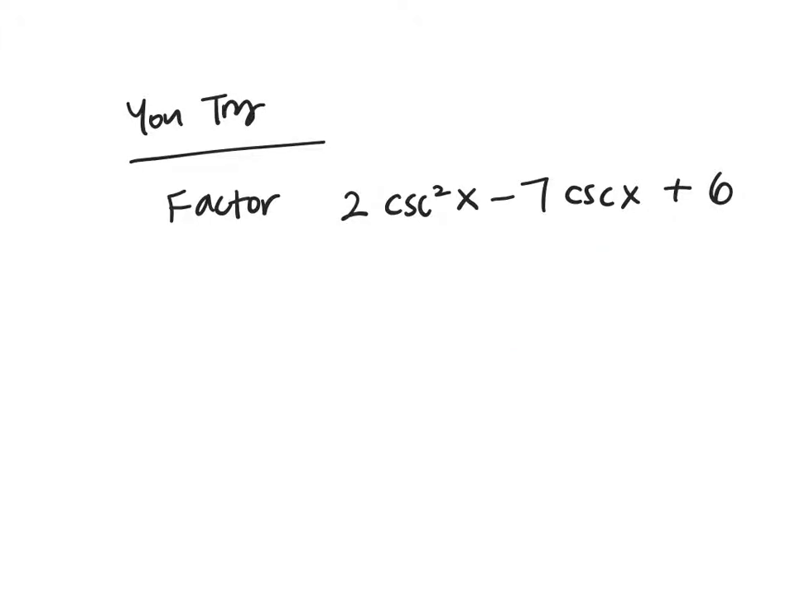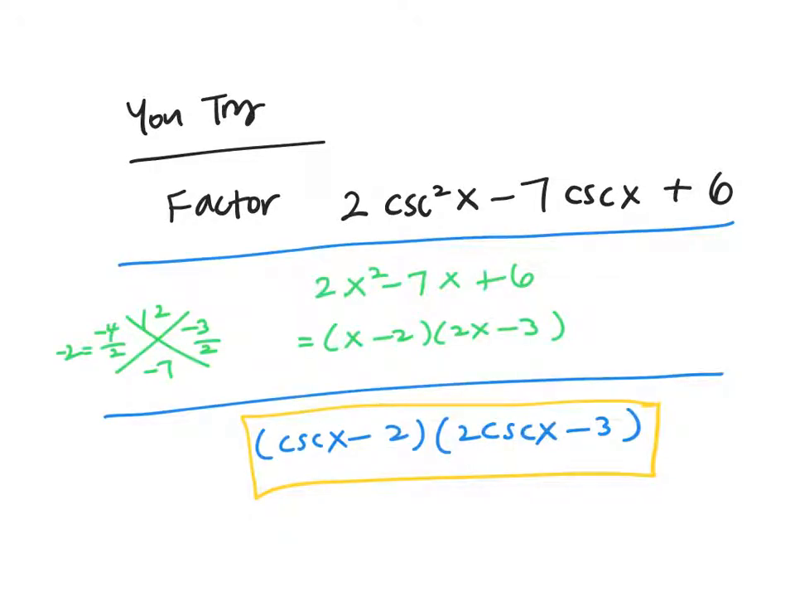Go ahead and try this problem. Factor 2 cosecant squared x minus 7 cosecant of x plus 6. The correct answer is cosecant of x minus 2 times the quantity 2 cosecant of x minus 3. Just a reminder that these two chunks can be switched. That's fine. 2 times 3 is the same thing as 3 times 2.